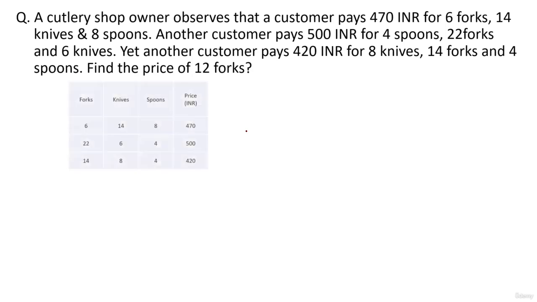Okay, let's discuss. Whatever is given in this particular question, I've tabulated everything. The price of 6 forks, 14 knives and 8 spoons is 470. Another customer pays 500 INR for 4 spoons.